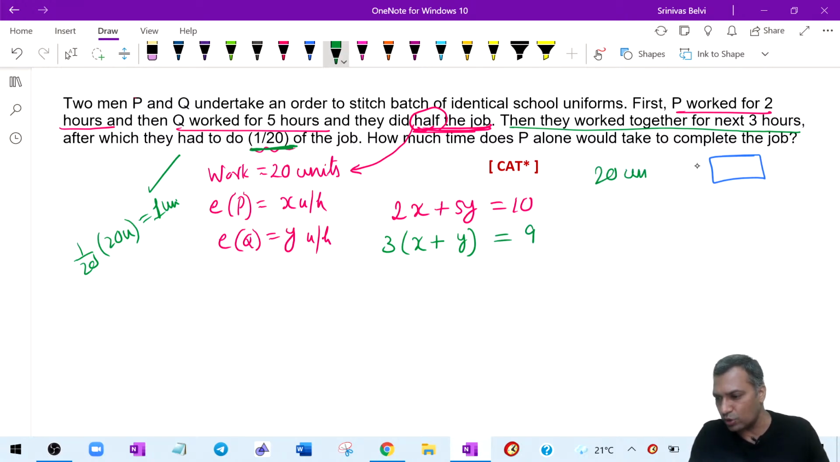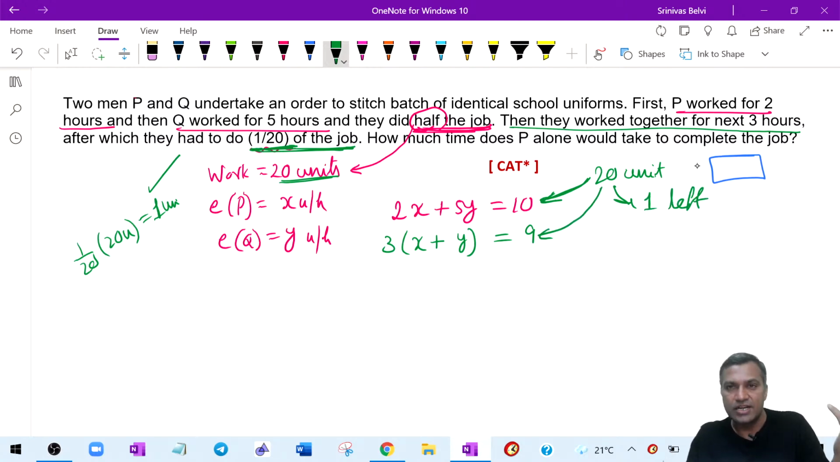20 units is the total job. First, they already did 10 units there. And then he's saying that 1 by 20th of the job is still left. What is 1 by 20th of 20 units? 1 unit is still left, right? 10 units are already done. Then 1 unit is left. Then how many units did they complete in the 3 hours? 9 units they completed. Fair enough. That is the equation there. Therefore, this is 3 times.